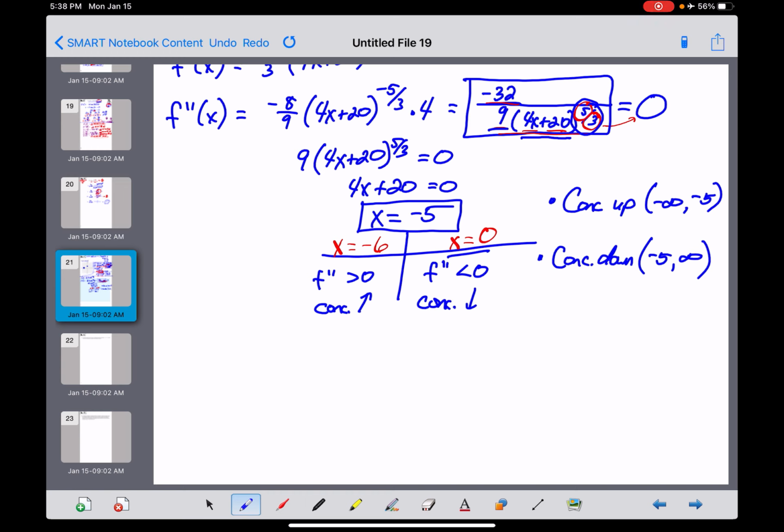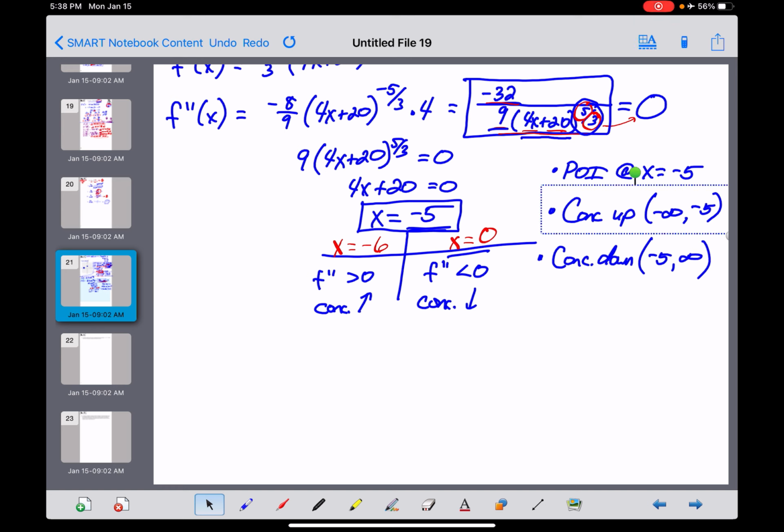Okay. They wanted x-coordinates of the inflection points. We found that right here. I guess I should probably list that out. Point of inflection at x equals negative 5. Might have made more sense if I wrote that above my intervals of concavity, but same difference right there. Gotcha. Okay, got all that.